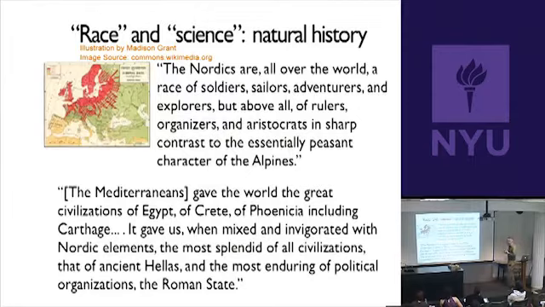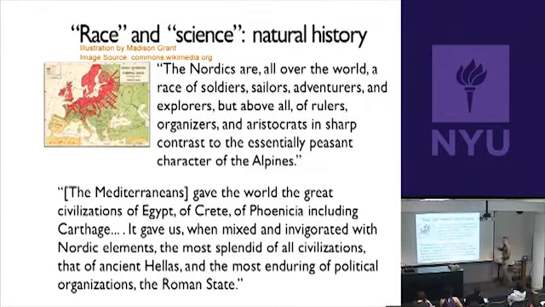So these are direct quotes from Grant. This is what he says about the Nordic race. "The Nordics are all over the world a race of soldiers, sailors, adventurers, and explorers, but above all of rulers, organizers, and aristocrats, in sharp contrast to the essentially peasant character of the Alpines," so the more southern and eastern Europeans. Okay, so there you have it. That's basically the standard sort of northern European supremacist line.